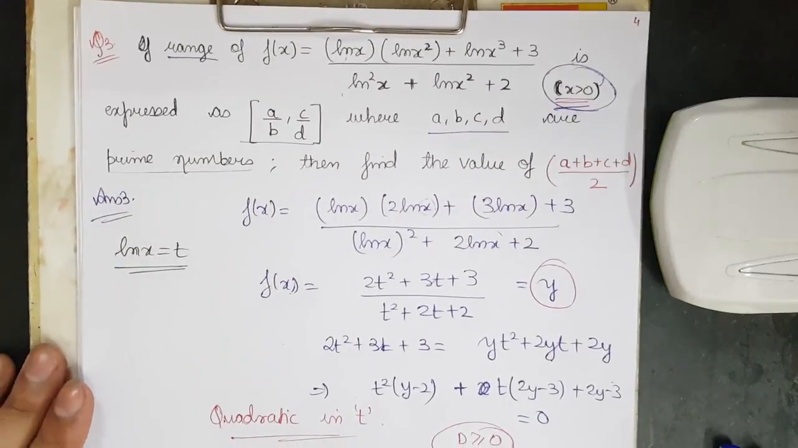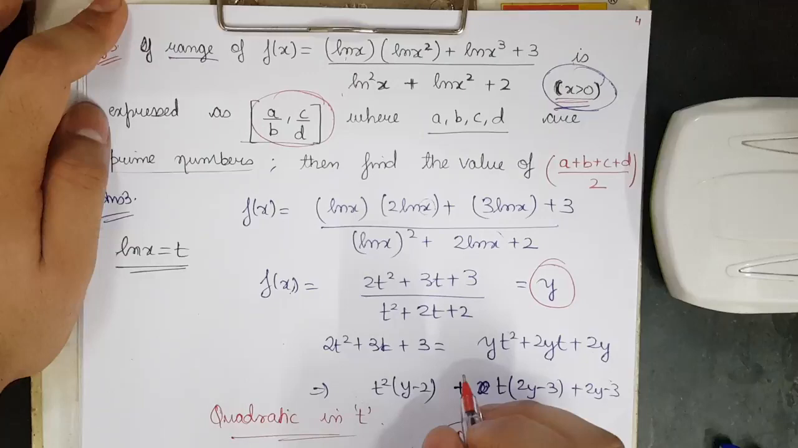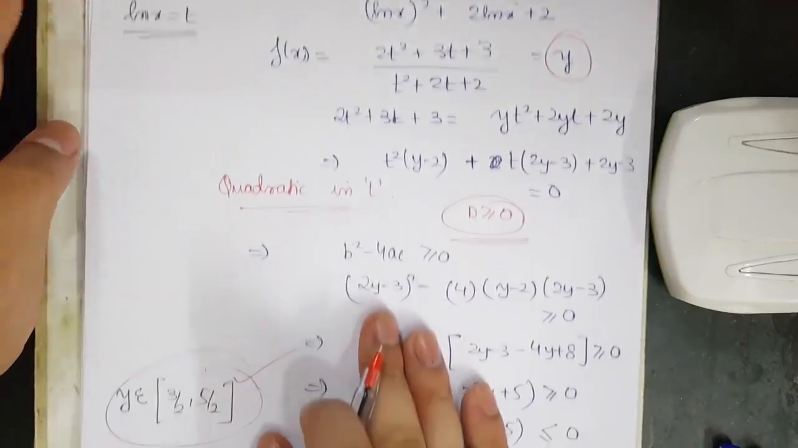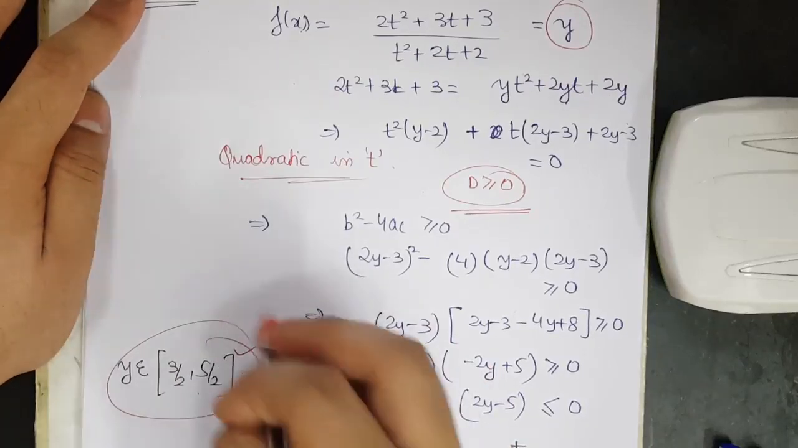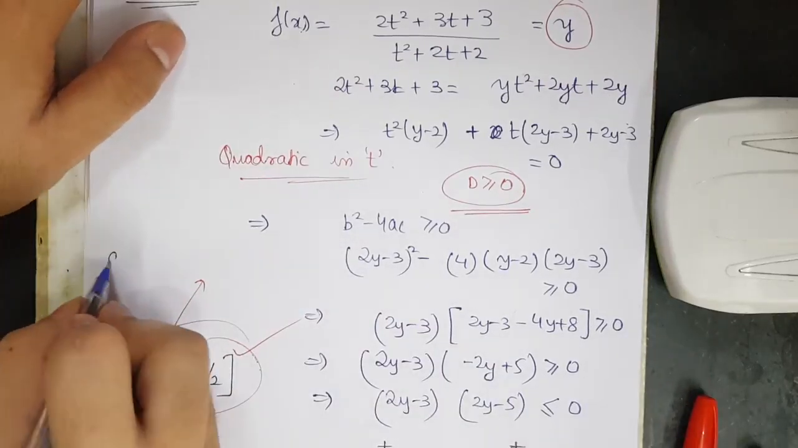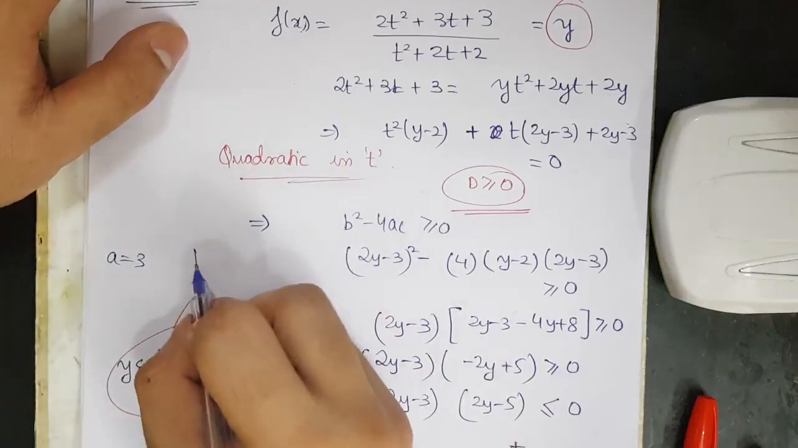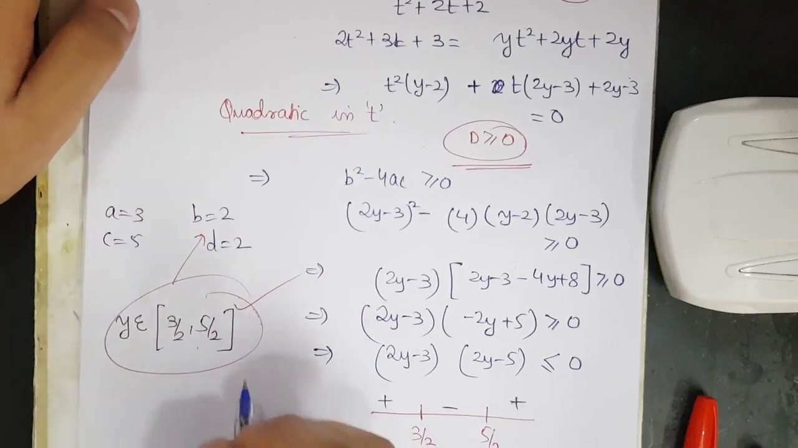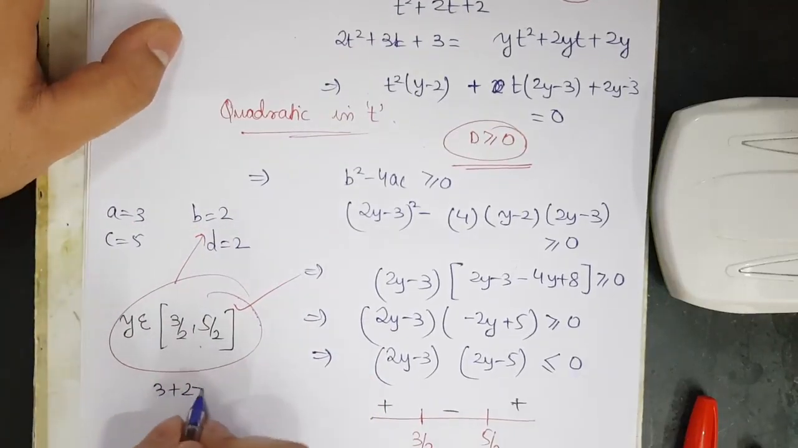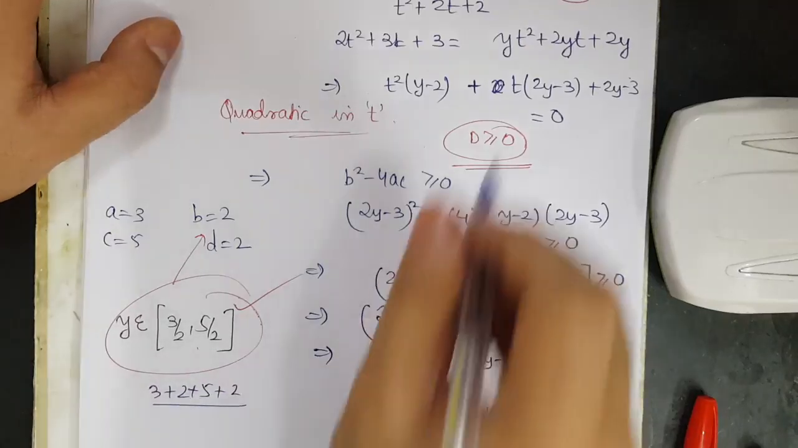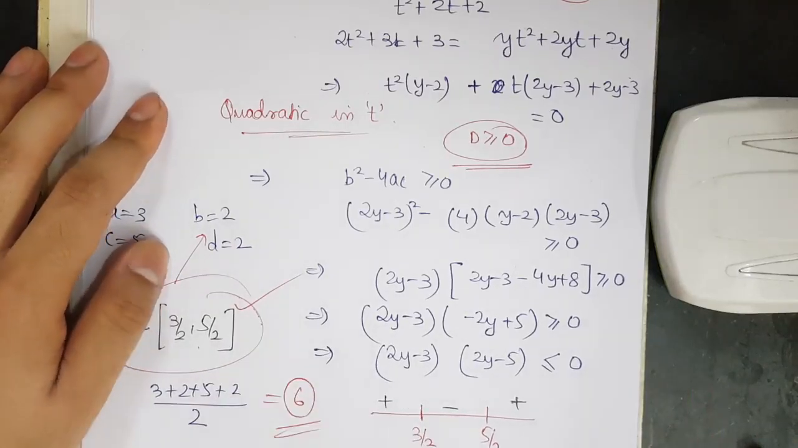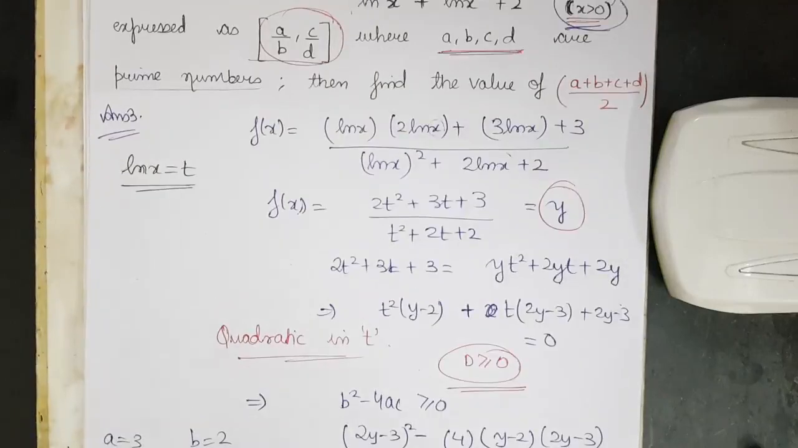And what has been given is that it is expressed in the form a by b to c by d, where a, b, c, d are prime numbers. We need to find the value of the sum upon 2. So from here, a by b to c by d, we get the value of a to be equal to 3, the value of b to be equal to 2, c to be equal to 5 and d to be equal to 2. So now let us add all of them. So 3 plus 2 plus 5 plus 2 upon 2, that is given in the question. So we get 12 upon 2, that is 6. Okay, so the final value comes out to be 6. So that has been asked in the question.